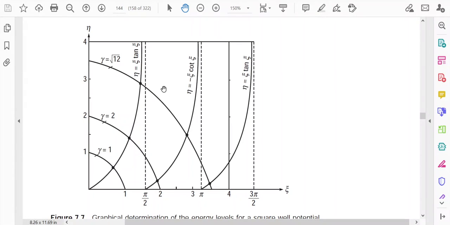Now in the same graph, we can also plot these equations: eta is equal to zeta tan zeta, eta is equal to minus zeta cot zeta, again eta is equal to zeta tan zeta. So we can plot these curves, and there will be some intersections of these curves with the circles. For the first circle, only one intersection is obtained, with the tan curve. For the second circle, we have obtained two intersections, one for the tan curve and one for the cot curve. And for the third circle, we have obtained three intersections, two for the tan curve and one for the cot curve. So in this way we can get different intersections.